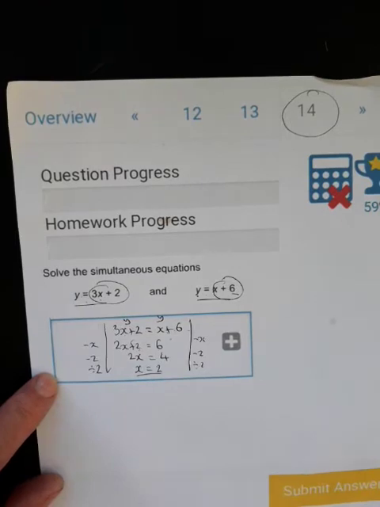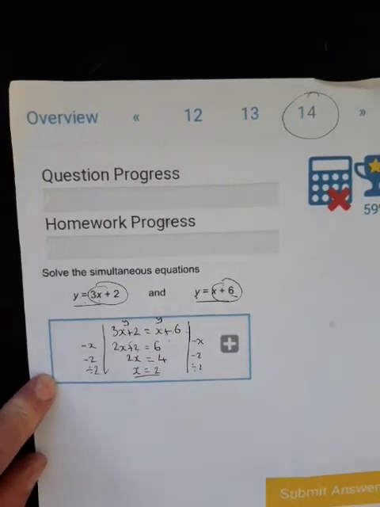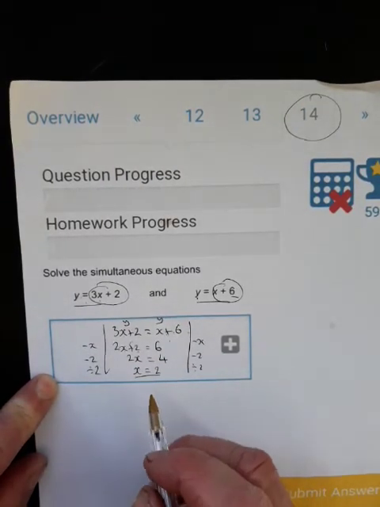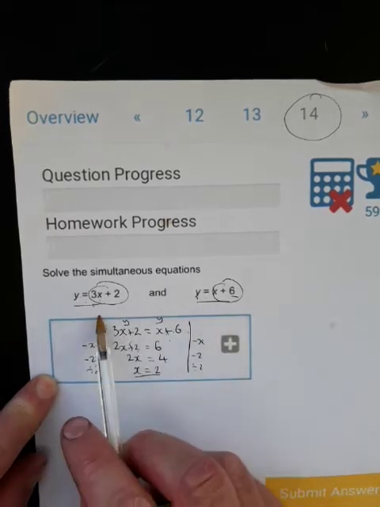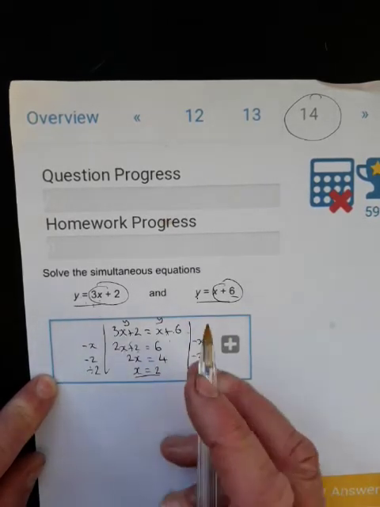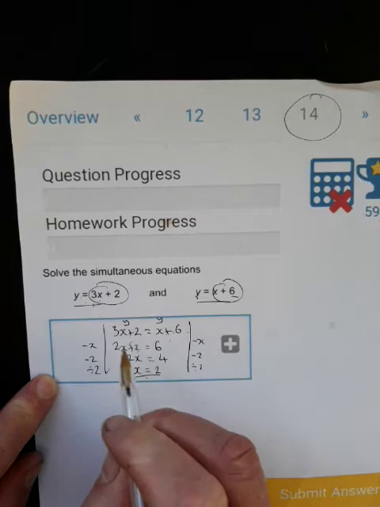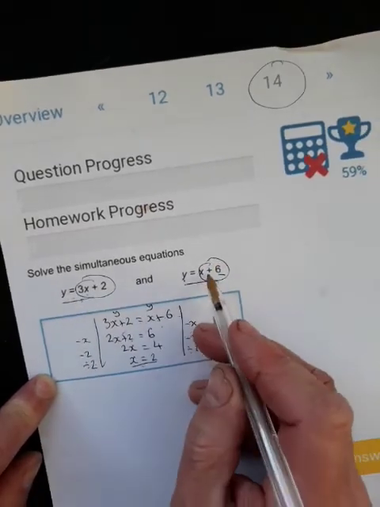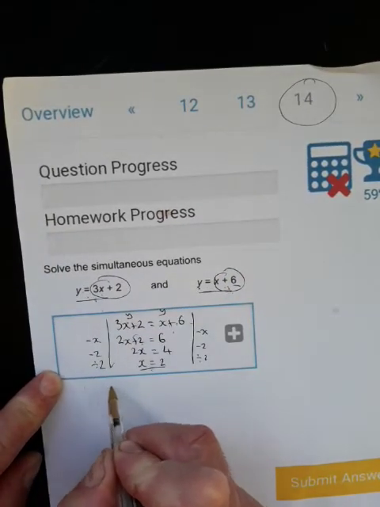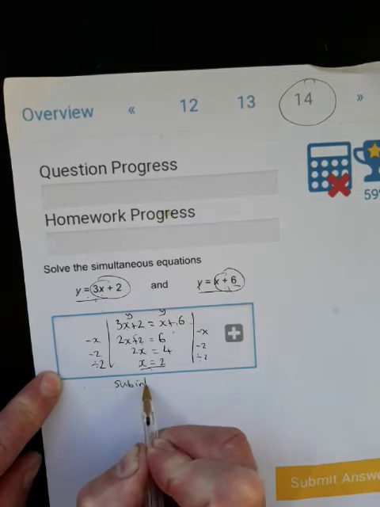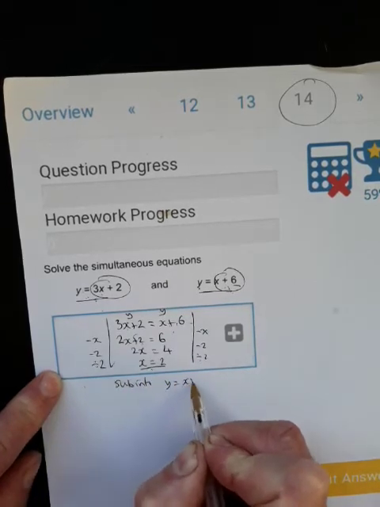Okay, now you remember, for simultaneous equations, we also need a y value as well. It's the coordinate where these two lines, if we plot them as graphs, would intersect. So I'm going to take that x equals 2 and substitute it into the easiest of the two. I'm going to use this one because that looks nice and easy. So I'm going to substitute into y equals x plus 6.